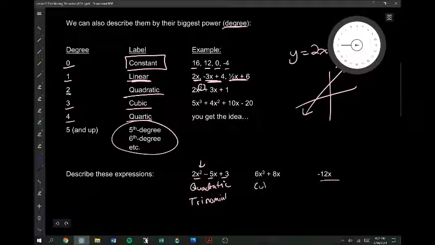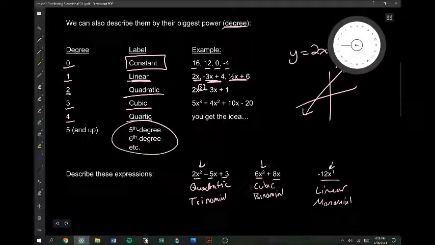This would be called a cubic binomial. Cubic because the biggest power is 3. Binomial because there's 2 terms. And this would be called a linear monomial. Linear because the biggest power is 1, and monomial because there's just 1 term. So we can discuss these types of polynomials very specifically, and that's very helpful.